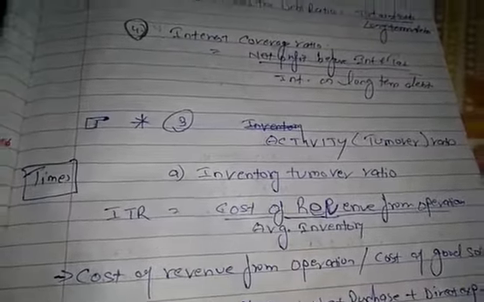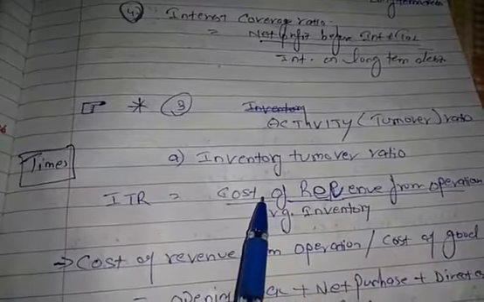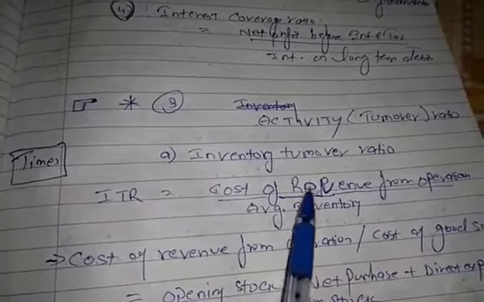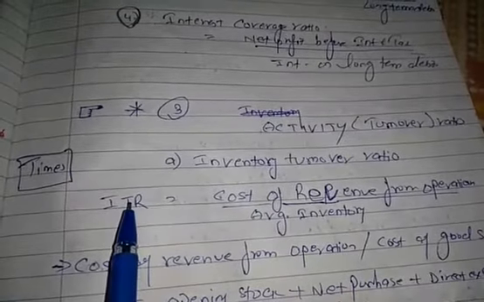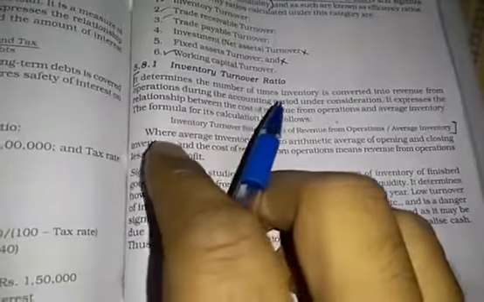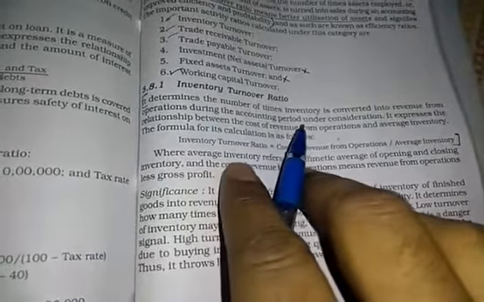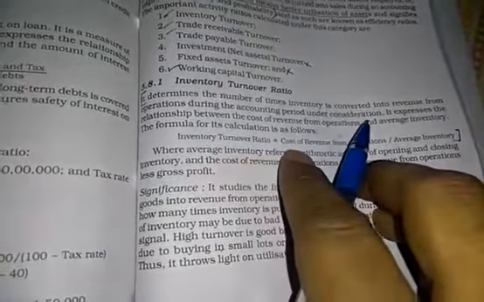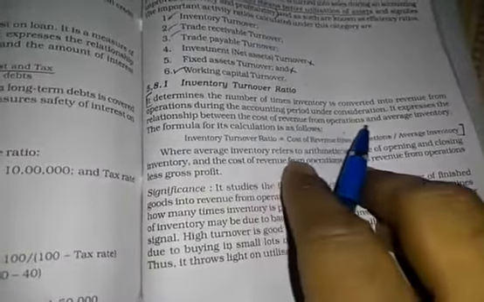Now, what is inventory turnover ratio? The formula of inventory turnover ratio is cost of ROP divided by average inventory. What does it show? It shows the number of times the inventory is converted into ROP during the accounting period under consideration. It expresses the relationship between the cost of ROP and average inventory.